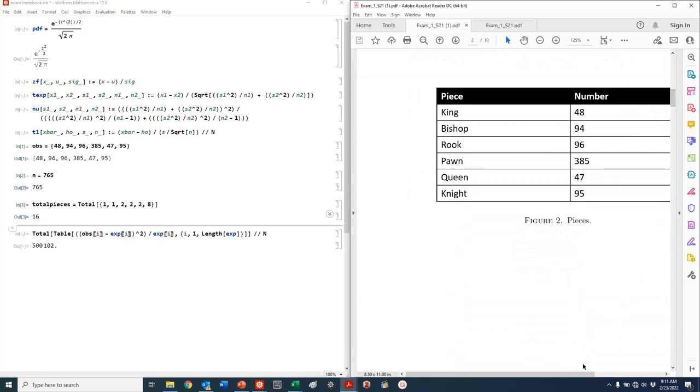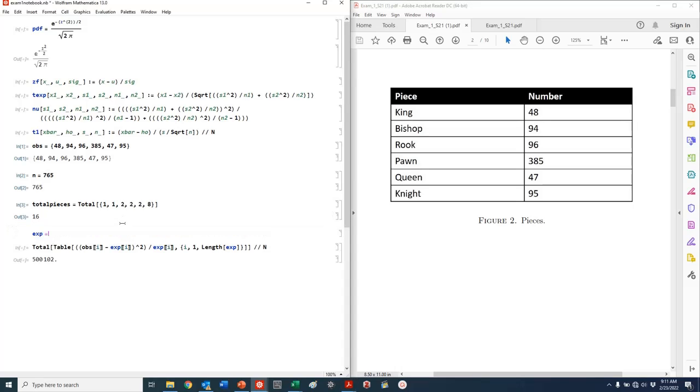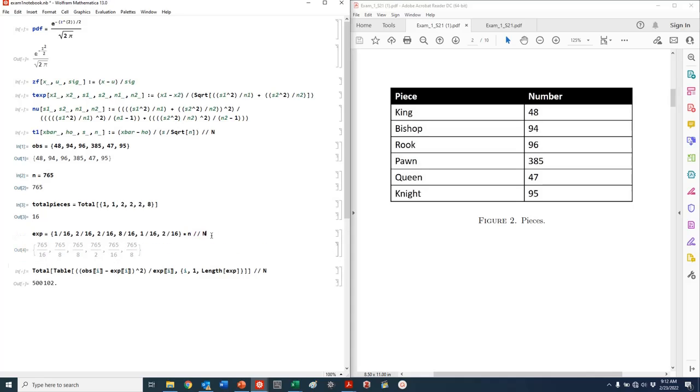As I go down here, what should I expect? Out of 16 pieces, my expected should be 1 out of 16 for the king. For the bishops, 2 out of 16. For the rooks, 2 out of 16. For the pawns, I should have 8 out of 16. For the queen, 1 out of 16. And for the knights, 2 out of 16. I need to multiply those fractions by n, my total number of games. Let's look at that numerically.